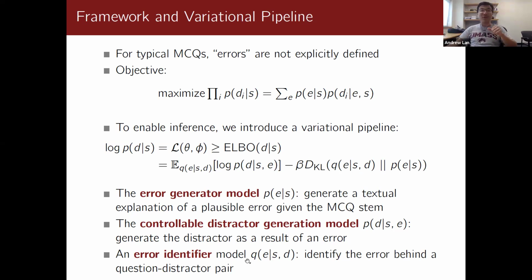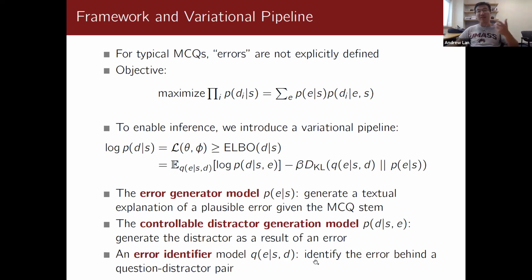The third one is an error identifier model. Because we're using a variational framework, we have to use an approximate distribution here. This one we can freely choose to be any form, but in this particular work, we choose it to be conditioned on S and D, because this model is actually meaningful. Given the question stem and a particular distractor, I want to generate an error explanation.